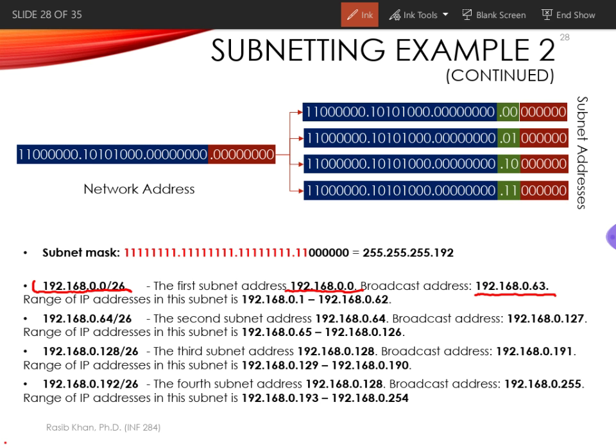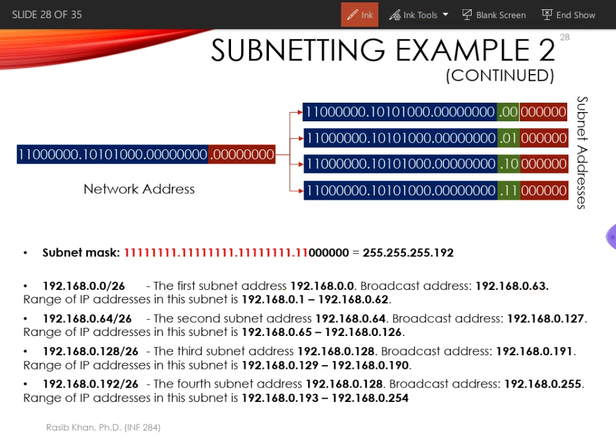And then if we set 1 to the last bit from the right, that gives us our first usable host IP address, which is going to be 192.168.0.1. And then we set all the bits in the host ID part to ones except for the last one on the right. And if we convert it, that comes down to 192.168.0.62. And this is going to be the last usable IP address.